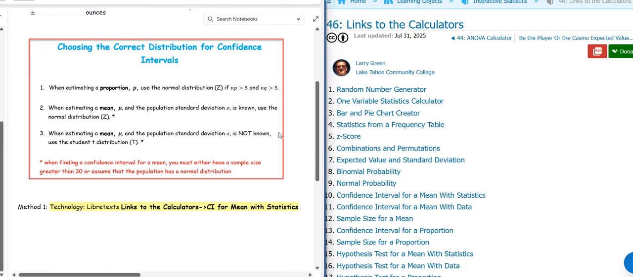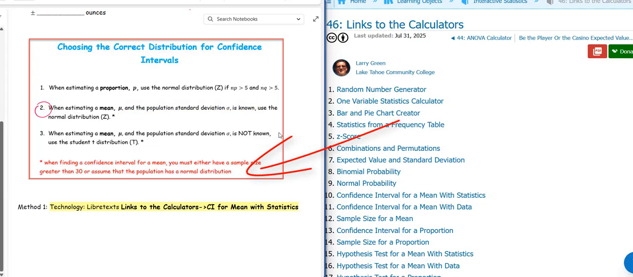Since we're given the population standard deviation, we're going to use the normal distribution because n is 39, which is greater than 30. So we'll go ahead and use this distribution, and let's write down what we know. N is 39, sigma is 13.1, X bar is 40, and our confidence level is 90%, 0.9.